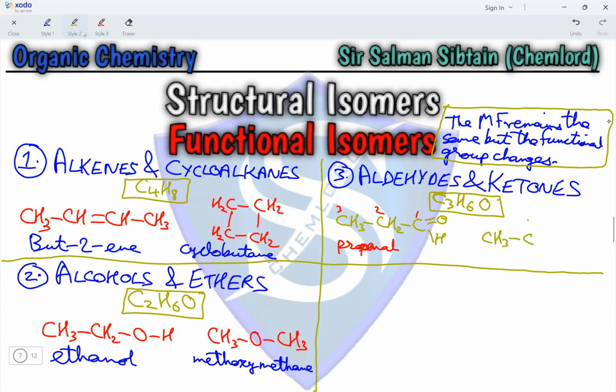And the ketone that this would produce would be CH3, C double bond O, and CH3. And this will be called propan-2-one. So these are the aldehydes and ketones that are functional isomers of each other, both of them having the same molecular formula but different functional groups present.